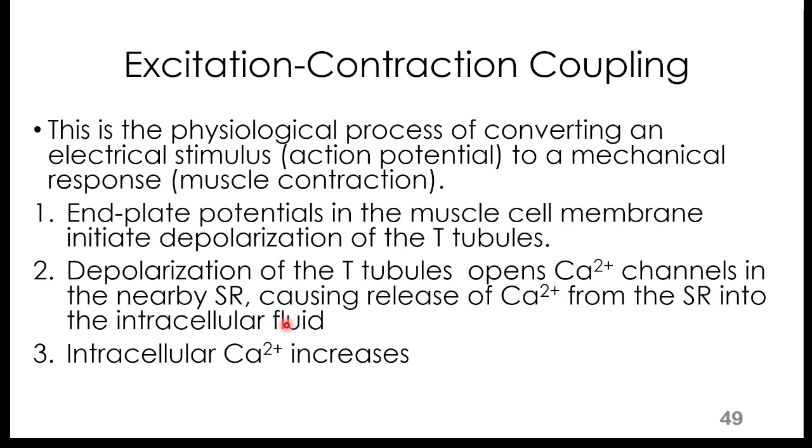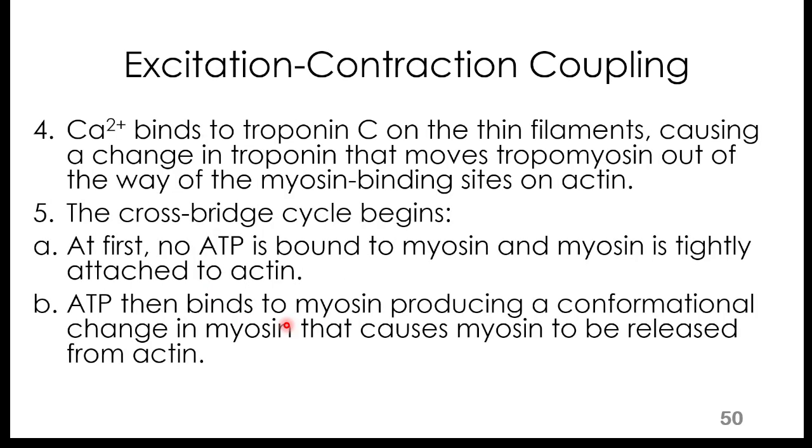When intracellular calcium increases, the calcium binds to troponin C on the thin filament, causing a change in troponin that moves tropomyosin out of the way of the myosin binding sites on actin. Thus myosin can bind to actin, and the cross bridge cycle begins.